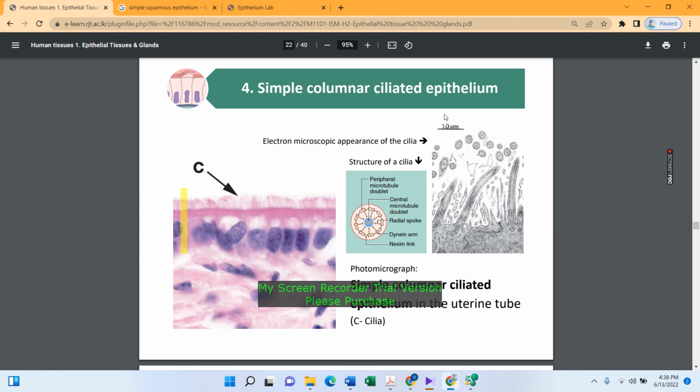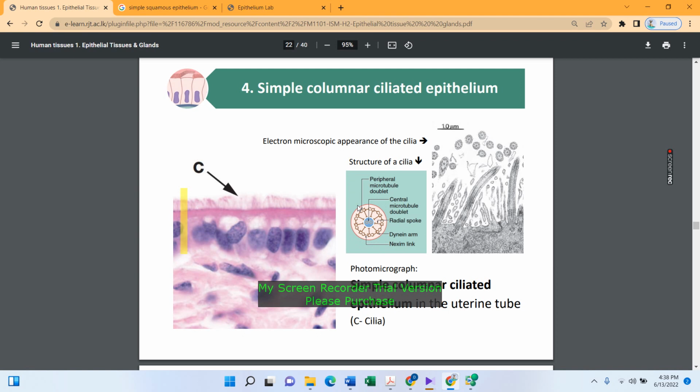So the simple columnar ciliated epithelium, as you can see, this is the histological picture of it. The structure of the cilia is given here. It's a 1 micrometer structure. You can see the peripheral microtubule doublets here, and then the central microtubule doublet, radial spoke, dynein arm and nexin link. So you can see the dynein arm here, and the nexin link, the radial spoke, the central microtubule doublet and the peripheral microtubule doublets. So it's the electron microscopic appearance of a cilium.